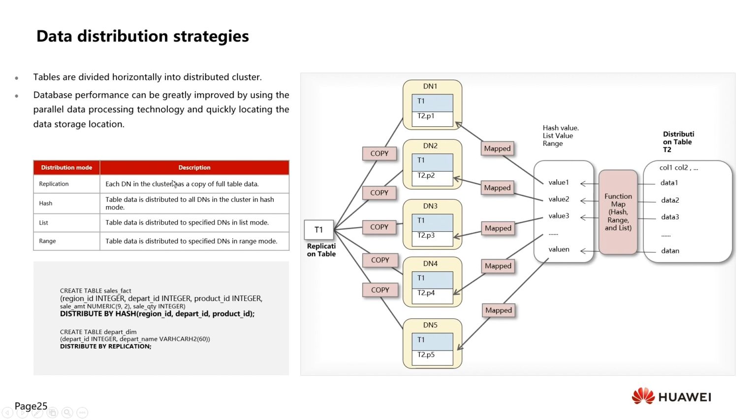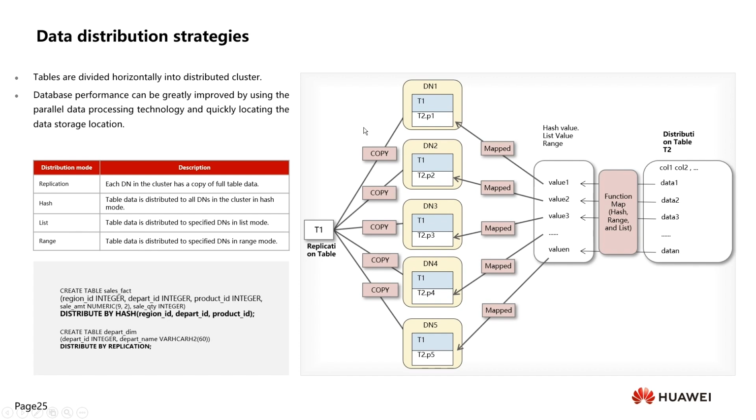The third mode is list, where the data is distributed into specified DNs in list mode. For example, we have a table of citizens, and we could use the names of the cities to distinguish which DN they would need to go to. And finally, we can divide the table by range. Say we divide the citizens by their age, like all the citizens with age lower than 25 go to DN1, and between 25 and 50 they go to DN2, and so on.